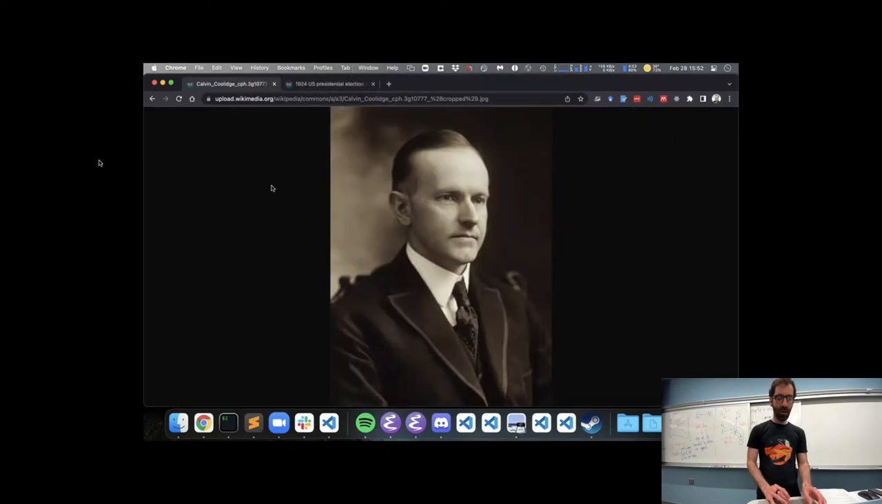talk about Calvin Coolidge. So Coolidge took over as president when Warren Harding died of a heart attack. This is toward the end of Harding's term, and Coolidge won re-election. This was a period sometimes called the Roaring Twenties in the U.S. Lots of economic growth, lots of speculation in the stock market.